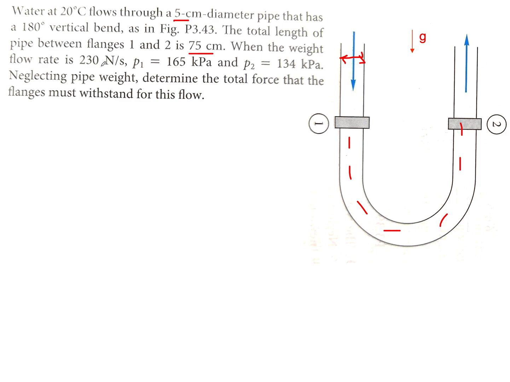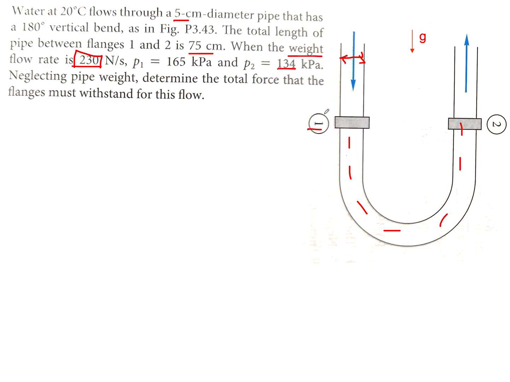And they tell you that the weight flow rate, that's a new concept, weight flow rate, but if you think about it, weight is mass times gravity, so that's a mass flow rate multiplied by gravity, so that's why it's called weight flow rate. So it's like mass flow rate times g is 230 newton per second. They give you the pressure at section 1 and the pressure at section 2 to be 165 and 134. So these were probably measured with a device just like the manometer in the previous case.